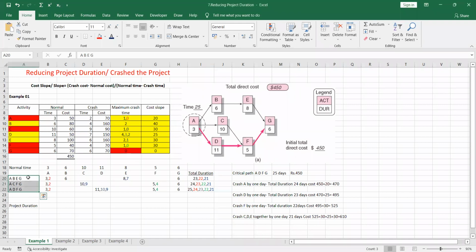Now, son, if we look, in these three parts A is crushed, C is crashed, F is crashed, G is crashed. That means all the activities in this path are already crashed. A, C, F, G, all the path activities are already crashed. That means we cannot crash this path further.